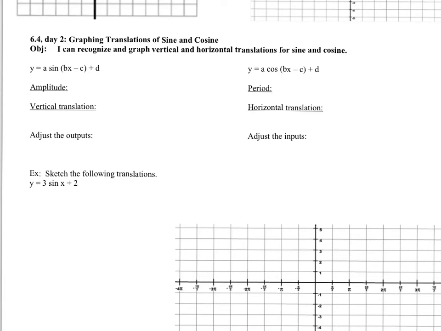The second part of 6.4 will have us translating the sine and cosine functions either up and down or left and right, along with the possible stretching and compressing. You'll know that you have translations vertically and horizontally if anything's being added or subtracted either with x or on the outside of the trig function.